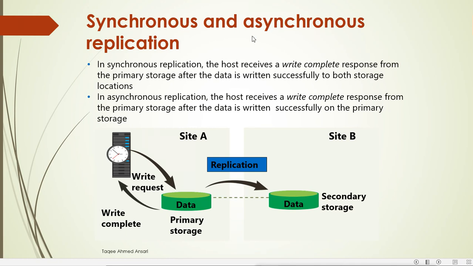Synchronous replication means what? The host receives the write complete response from the primary storage after the data is written successfully to both storage locations. That means when we add some data to the primary storage, it will not be complete until it is also written into the secondary storage on the other side. When the data on both sites, primary and secondary, is written completely, only then will it get the response that the data is written. Otherwise it will say it is still writing. It will succeed only when the data is written on both sites.